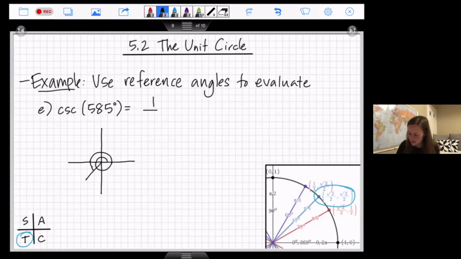Cosecant is 1 over sine. See, the sine is root 2 over 2. And let's see, sine in the third quadrant, only tangent is positive, so sine is negative, so cosecant is going to inherit that negative sign. And I'm going to do negative 1 times 2 over root 2. And I get negative 2 over root 2.